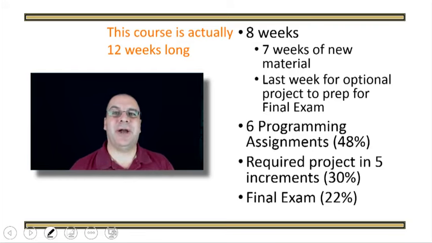Your grade is comprised of 3 different components. There are 6 programming assignments. Each of them is worth 8%, so the programming assignments add up to 48% total. There's a required project that you'll do in 5 separate increments because we build games incrementally. But this is a little more challenging than the programming assignments because it's a larger project, and you'll build a small, complete game. And you'll do it in 5 different pieces, each of which is worth 6% of your grade. And then finally, there's the final exam that's worth 22%.